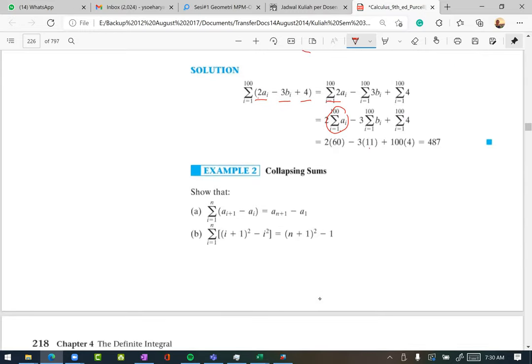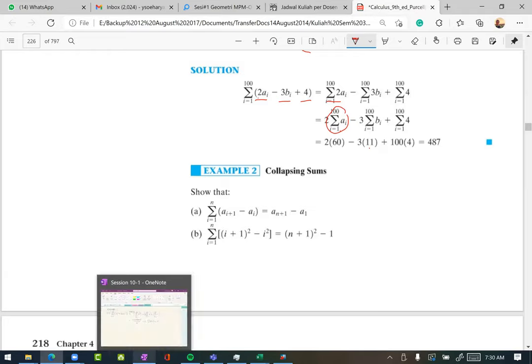All right, so this is something that we call a collapsing sum. What is a collapsing sum? It's called that because a lot of terms will cancel out. Let me write it down.